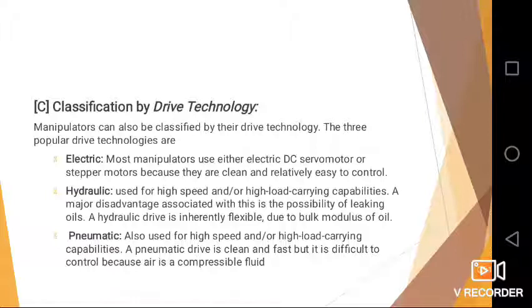A major disadvantage associated with this is the possibility of leaking oil. Hydraulic drive is inherently flexible due to the bulk modulus of oil. A pneumatic manipulator is also used for high speed and high load carrying capabilities. A pneumatic drive is clean and fast, but it is difficult to control because air is a compressible fluid.